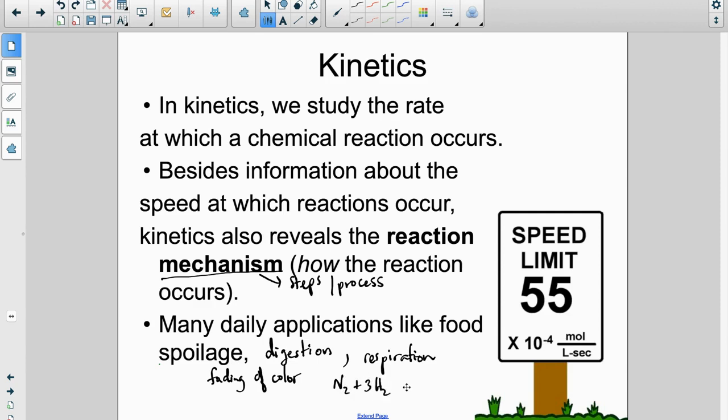The reaction of nitrogen plus hydrogen to make ammonia. This is the Haber-Bosch process. Without a catalyst, which is something we'll talk about very soon, this reaction goes very, very slowly. So we want to be able to speed up this reaction, whereas there are other reactions like food spoilage that we want to slow down. And all of this is about kinetics, the rate.